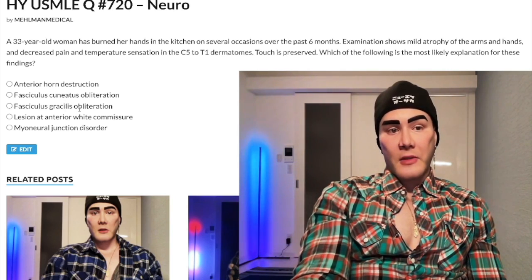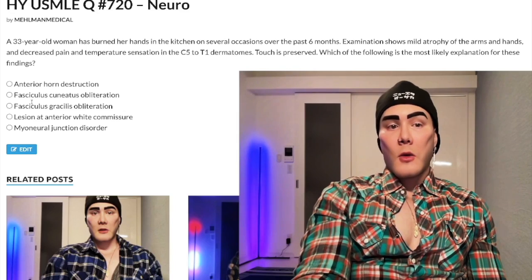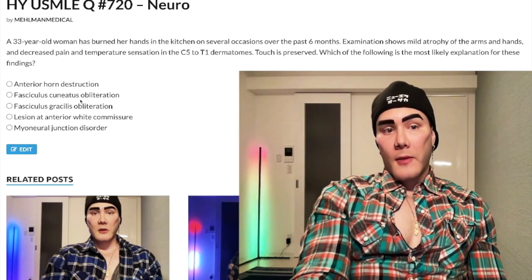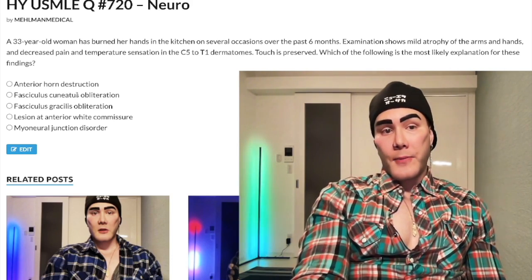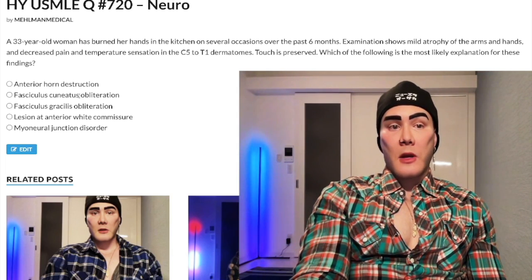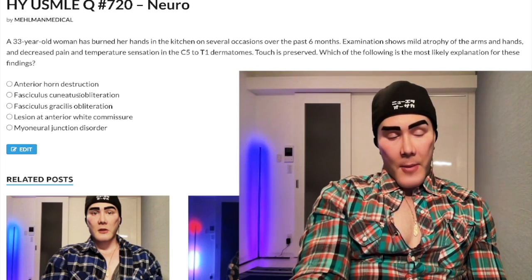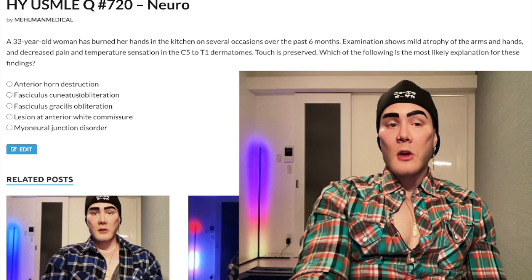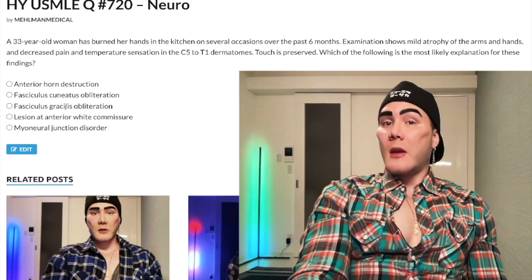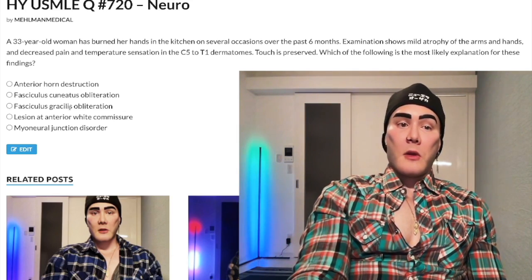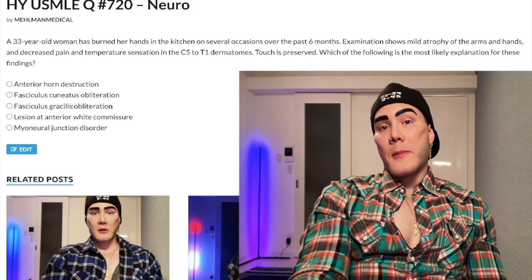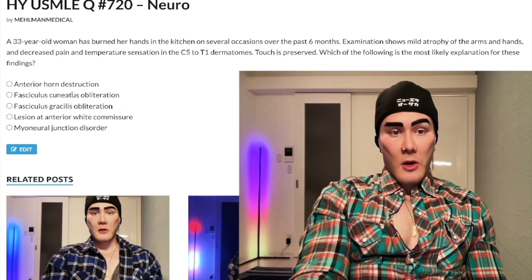Choices B and C, fasciculi cuneati and gracili. Wrong answers. These are the dorsal columns. The fasciculi cuneati are lateral, bilaterally, within the dorsal columns and carry vibration and proprioception from the arms up to the medulla. The fasciculi gracili run medially, bilaterally, within the dorsal columns and carry vibration and proprioception from the lower limbs to the medulla, to the nuclei respectively for the cuneati and gracili.